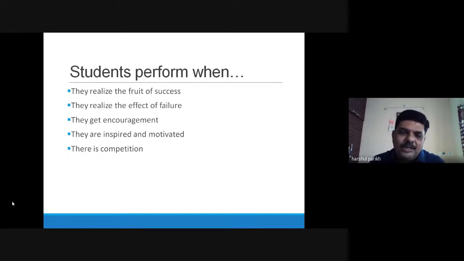As all of you know, students only perform when they realize the fruit of success, when they realize the effect of failure, when they get encouragement, when they are inspired and motivated, and definitely when there is a competition, students try to perform well. So we have to build such a learning environment.